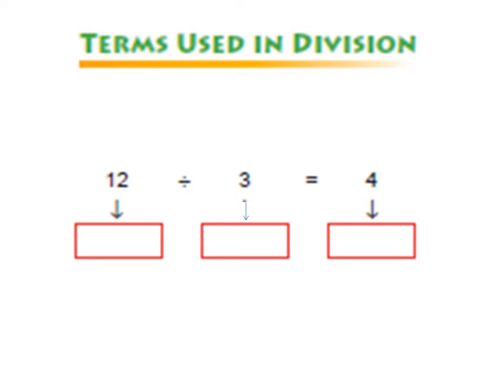The number to be divided is called dividend. Here 12 is dividend. The number which divides the dividend is called divisor. Here 3 is divisor. The result is called quotient. Here the result is 4. So quotient is 4.